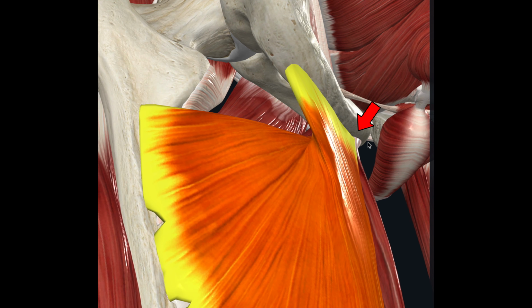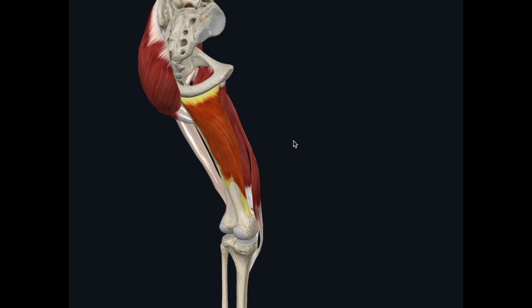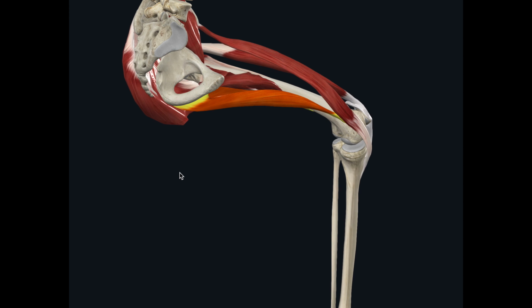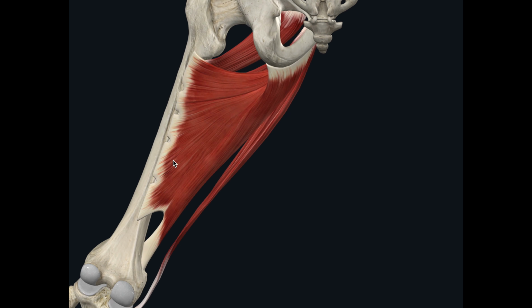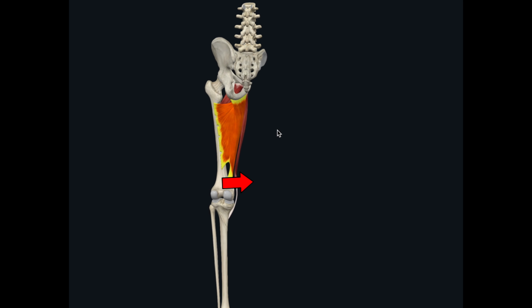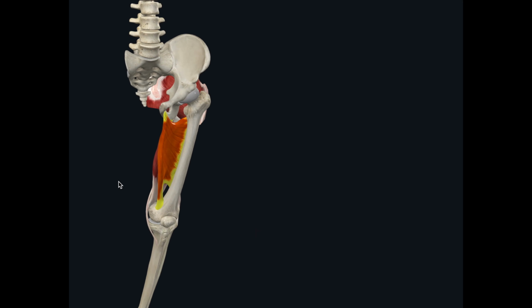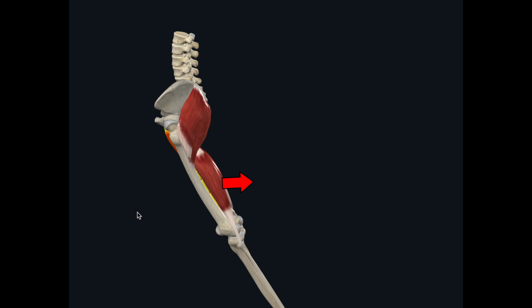So there's three main motions that this muscle helps with. You have hip extension, pictured here. You have hip adduction, which is pulling the hip inward towards the center of the body. And lastly, hip extension, which is pushing the leg backwards.